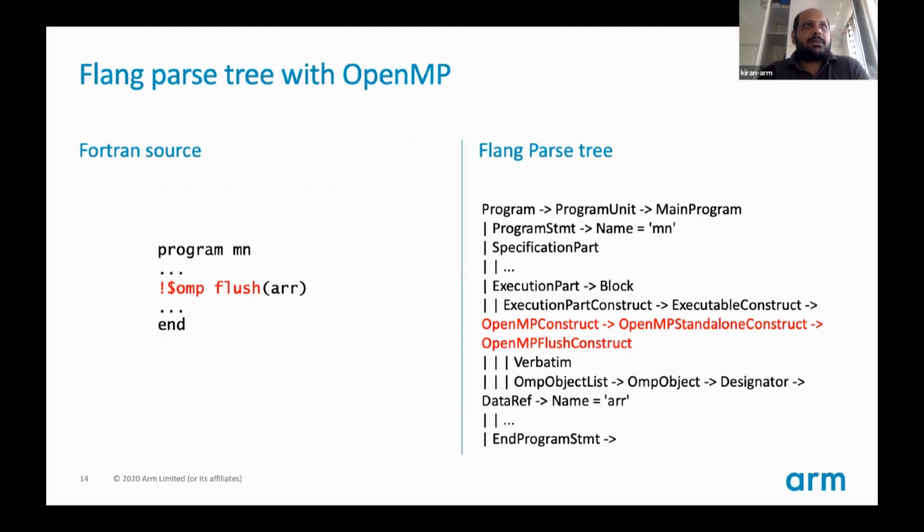Right. So here we have an example. There is a Fortran source on the left-hand side and its parse tree on the right-hand side. In red, I have shown an OpenMP flush instruction, and on the right, there is its corresponding representation in the parse tree. There's an OpenMP construct, there's an OpenMP standalone construct, and this standalone construct is basically a flush construct here.